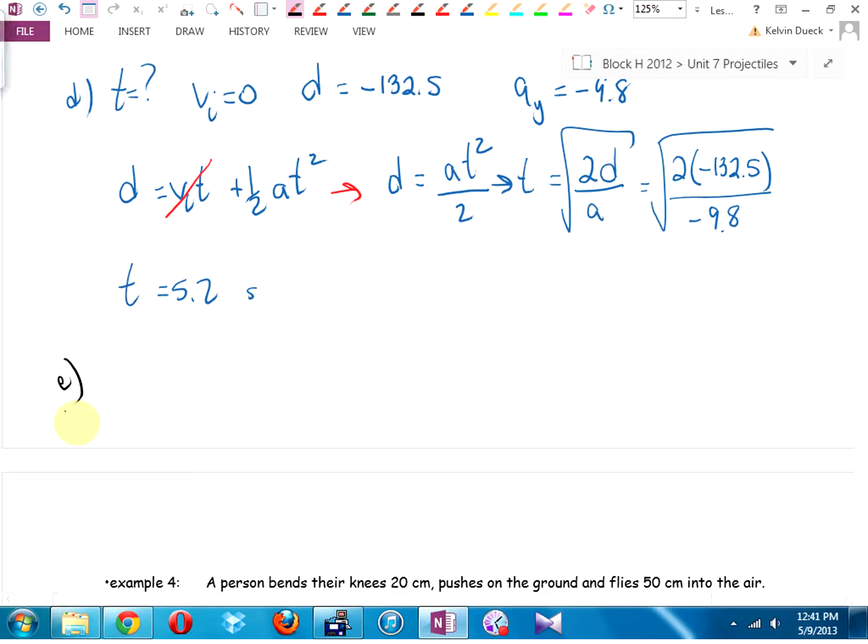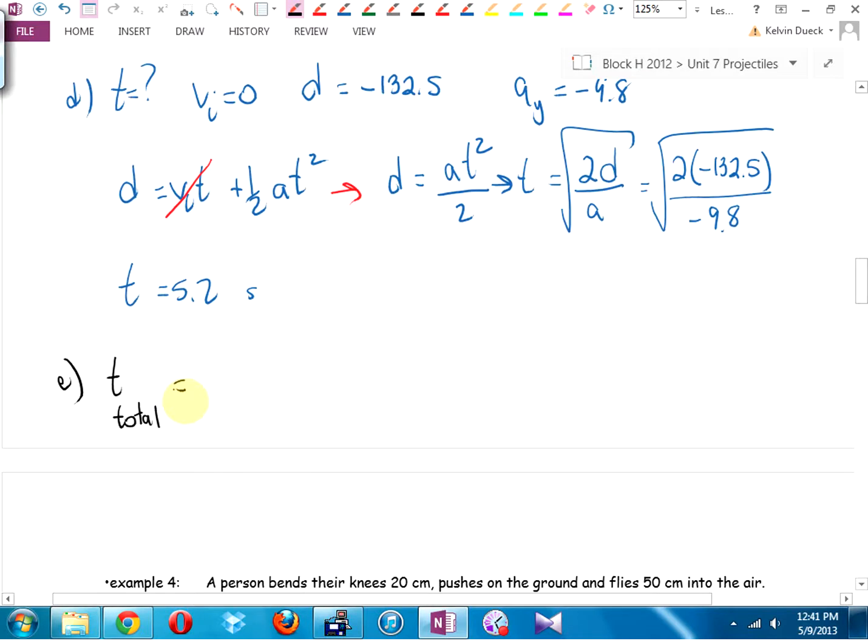Janai, what's E asking me to find? Did we just find that? No? Oh, we found time from top to bottom. How can I find total flight time? How can I find T total?